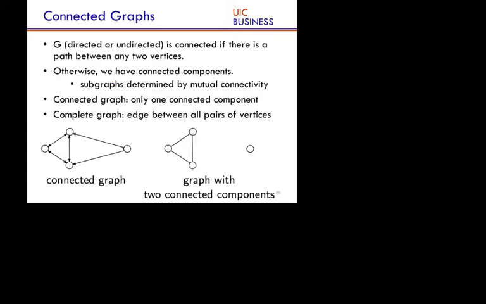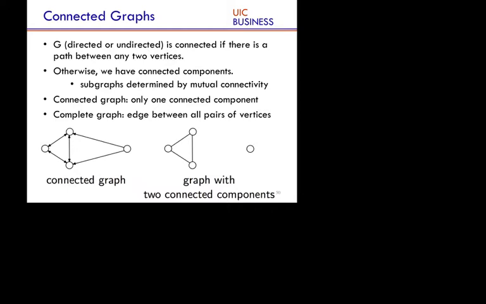Okay. So next, let's look at this notion of connectedness. This you might have seen if you have done some social network analysis. So G can be either a directed or an undirected graph, and it's connected if there is a path between any two vertices in that graph. So pick any two vertices, and if you can find a path between them, then that graph is called connected.